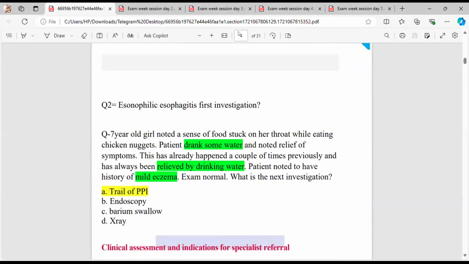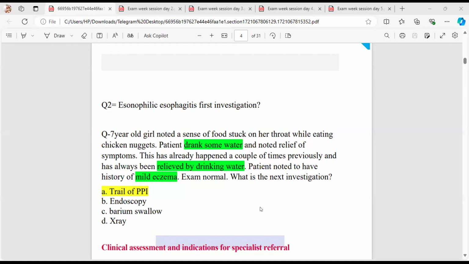Okay, so one doctor asked when to consider barium swallow. For any esophageal condition, our first, initial investigation will always be barium swallow, except eosinophilic esophagitis, because there is no role of barium swallow in eosinophilic esophagitis. So if the patient comes with a history of food impaction and drinking water and also a history of mild eczema, and you are considering that this patient may have eosinophilic esophagitis, then your first step will be a PPI trial and your next step will be endoscopy.